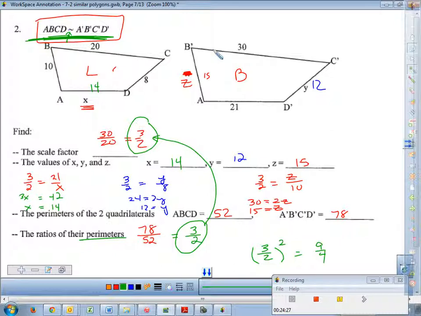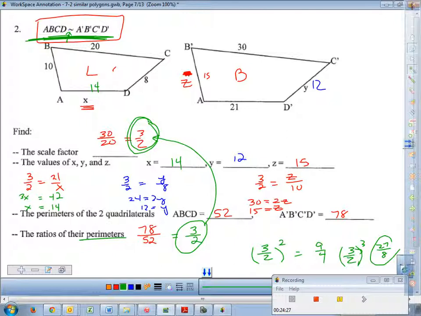Now let's pretend they were three-dimensional shapes, which they're not, but let's pretend. What would be the ratio of their volumes? What kind of label do you put on volume? Cubic. So you take the scale factor and you cube it, and 3 cubed is 27, and 2 cubed, what's 2 times 2 times 2? 8. The ratio of their volumes is 27 over 8.